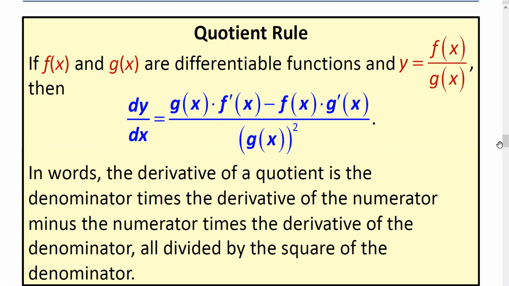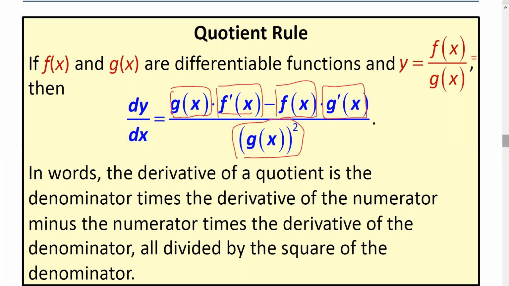Next, quotient rule. If f of x and g of x are differentiable functions and y equals f of x divided by g of x, the derivative dy by dx is the function g times the derivative of the function f minus the function f times the derivative of the function g, all divided by the power 2 of the function g.